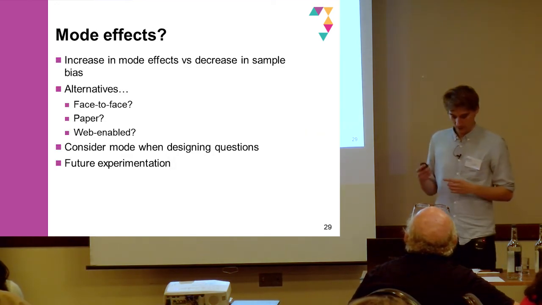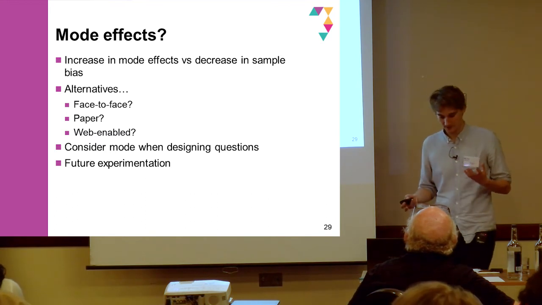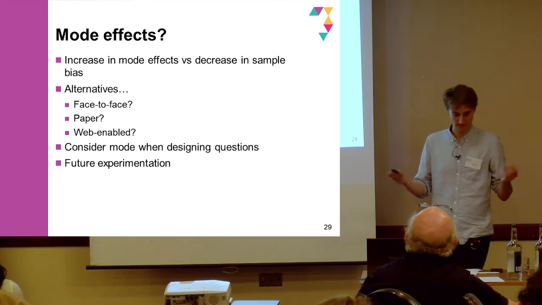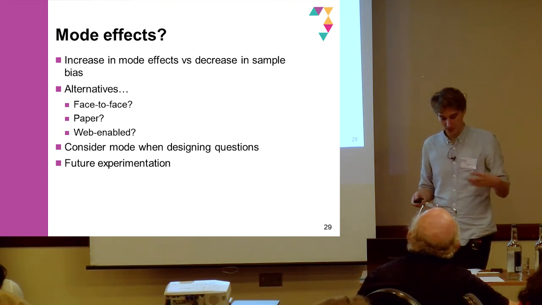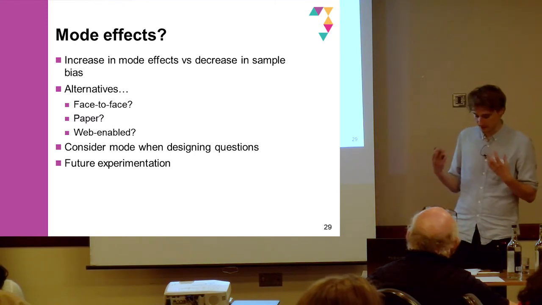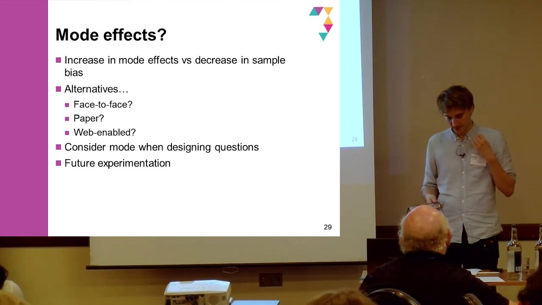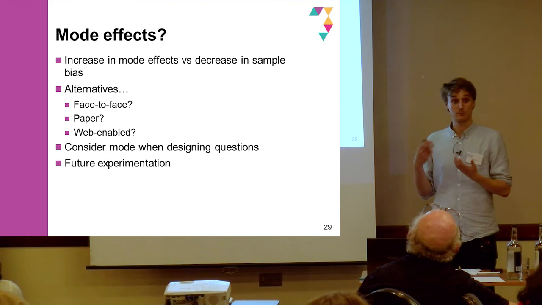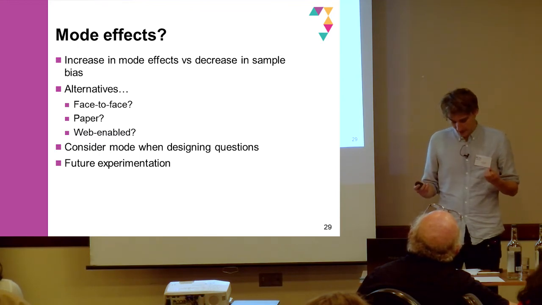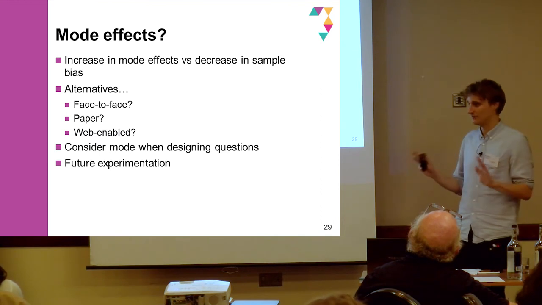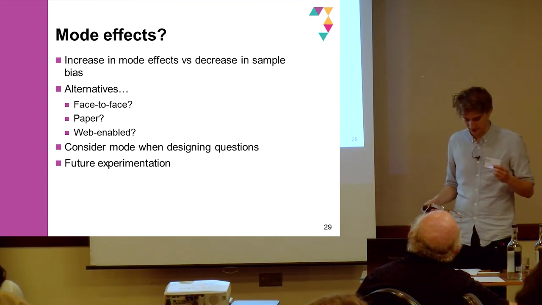So I personally think that one of the key unanswered questions for probability panels, and I guess for web push to web methodology in general, is how we include this offline population. And our current opinion on this is that, within that framework of total survey error, the benefits of sample representativeness outweigh the problems of mode effects. But this is not necessarily something that's established or defined, it's just our current judgment on the issue.